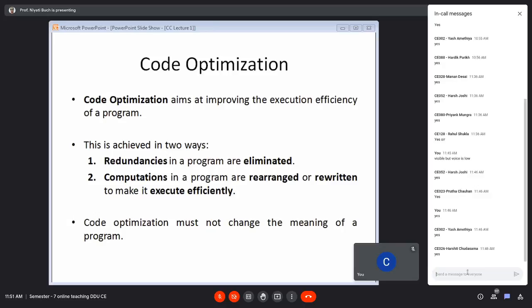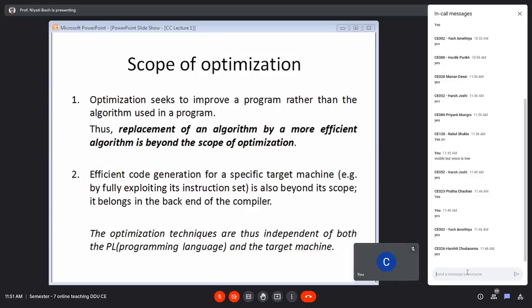But the most important thing is that while we are achieving efficiency, we are not supposed to change the meaning of the program. We are not supposed to change the meaning of the program in code optimization. That's not something which we should do. The meaning of the program should remain intact, and then we go about optimizing it.